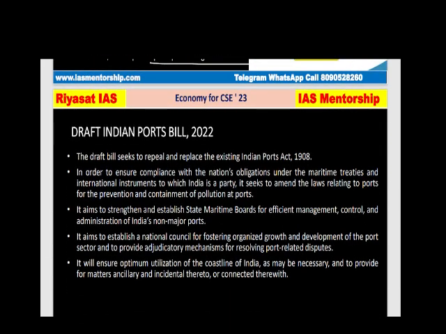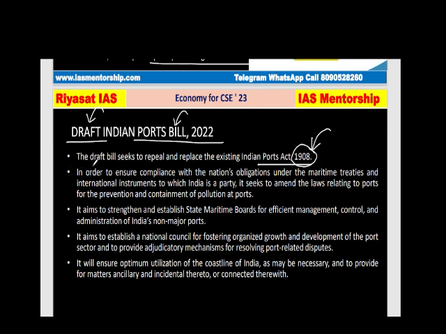Next important topic is your draft Indian Ports Bill of 2022. Basically, what is it about? First understand that this is a draft, which means this is a bill. It needs to become an act, and this bill is replacing the existing Indian Ports Act of 1909. The colonial act is aiming to be replaced by the draft Indian Ports Bill.